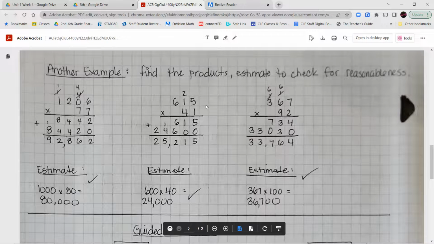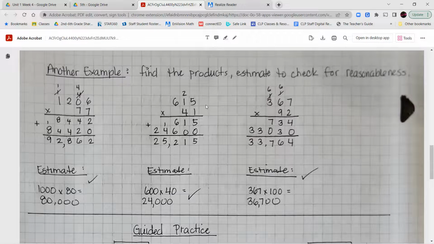Next, I had 615 times 41. I estimated that as 600 times 40, which gave me 24,000. And then I began doing my standard algorithm. 615 times 41 gave me a total of 25,215, which is close to my estimate of 24,000.